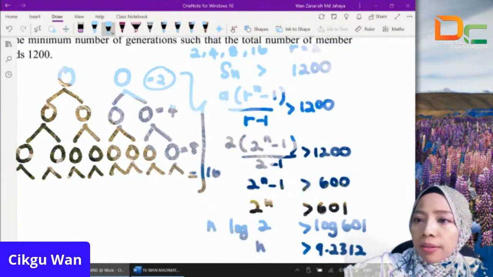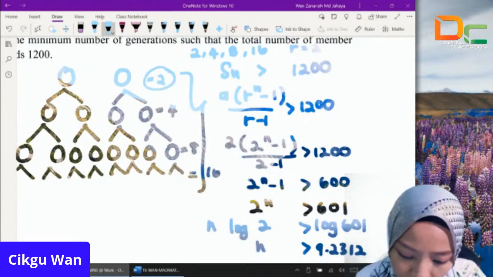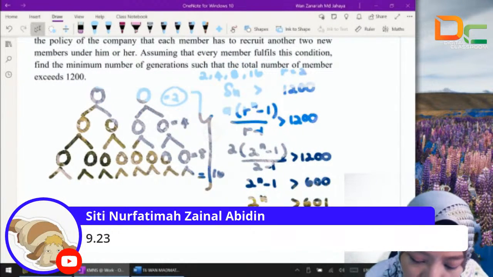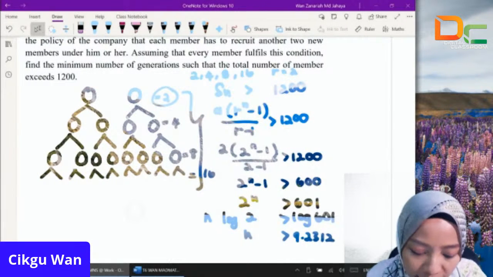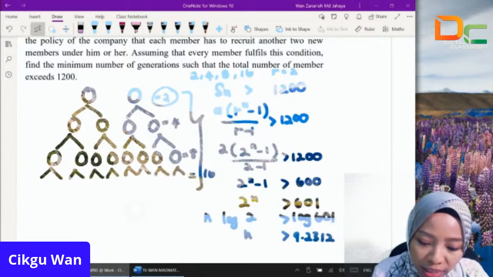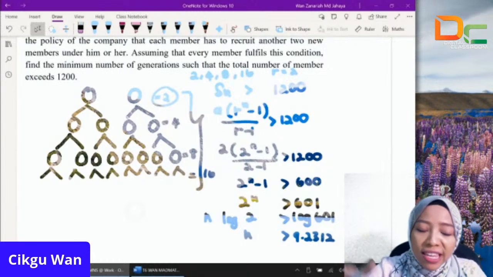Okay. Yes, kalau yes, tulis yes. Okay. Alright, so apakah maksud dia tadi? Maksud dia, assuming that every, find the minimum number of generations such that the total number of member exceed 1200. Okay, dia nak the minimum number yang diperlukan supaya mencapai, melebihi sebanyak 1200.